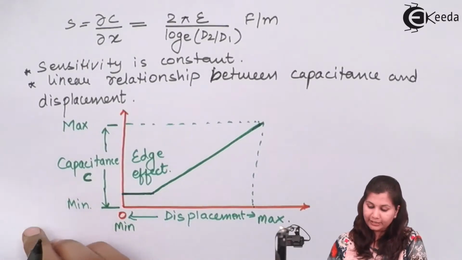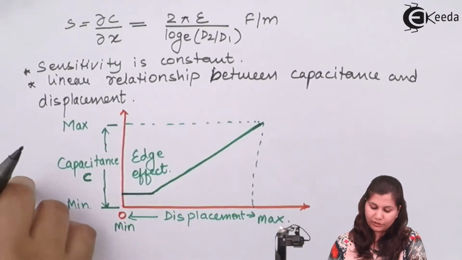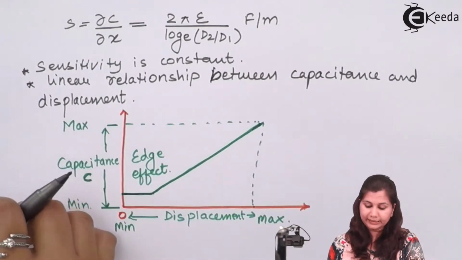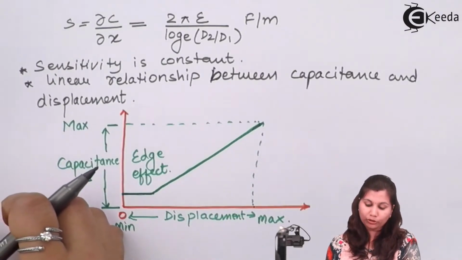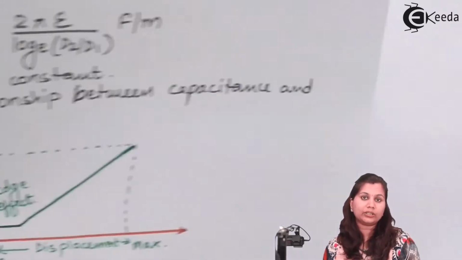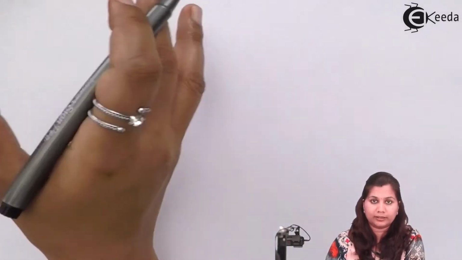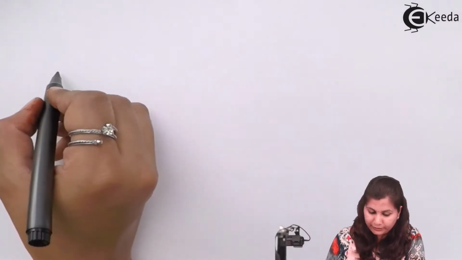Now you have seen that these two types of capacitive transducer are measuring the linear displacement. Not only linear but also the angular displacement can be measured with capacitive transducers. For that, let's see the diagram for an angular displacement measurement.